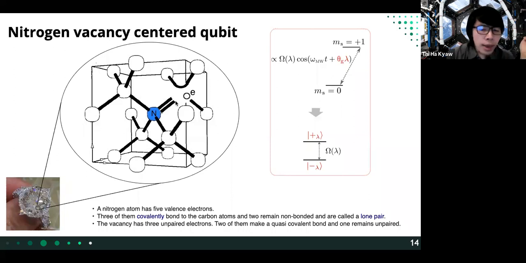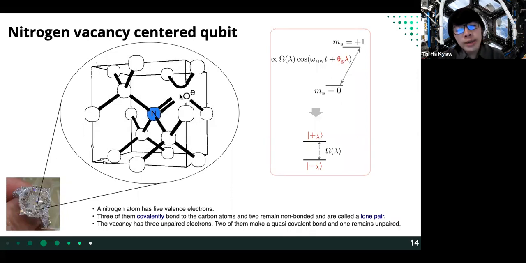Excuse me. And as you can see in this figure here, there's this nitrogen, there's a 2 valence electron bond, and in this vacant site you have one extra electron, right? And that in the community is called the NV0 state. Okay, and again, this process is extremely random, and it's not so efficient to make this kind of nitrogen vacancy center qubit. Okay, it's a very challenging process as well.